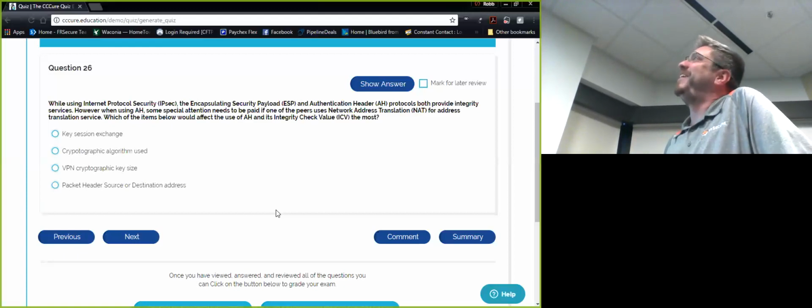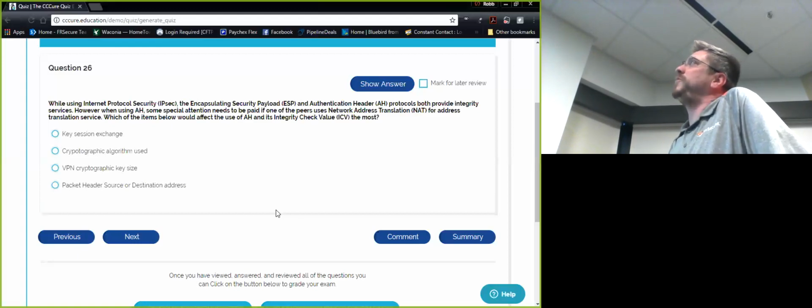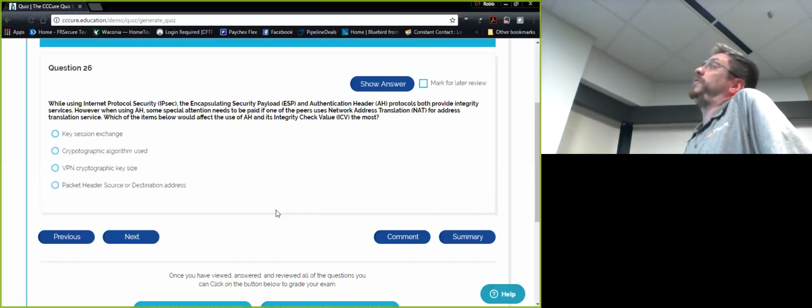All right. Using IPsec, the encapsulating security payload and authentication header protocols both provide integrity services. However, when using AH, some special attention needs to be paid if one of the peers uses NAT for address translation service. Which of the items below would affect the use of AH and integrity check value the most? Good Lord, I have no idea. All right.